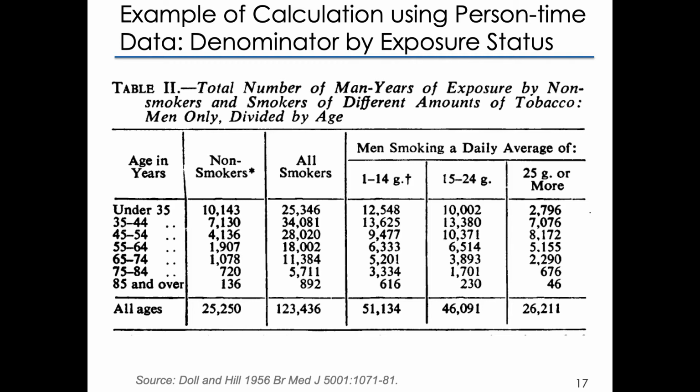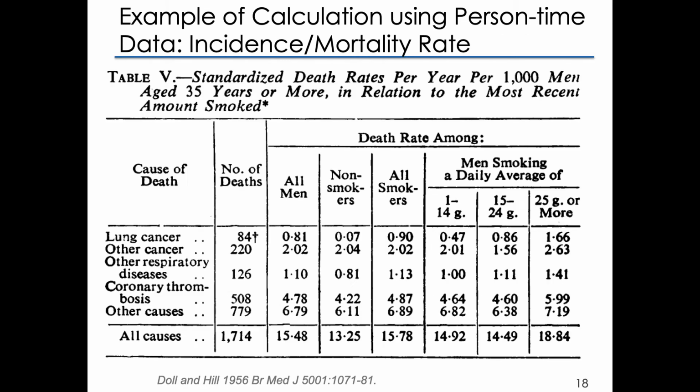And as we talked about, smoking was very prevalent in Britain at the time the study was done, so the total number of person years among non-smokers is only 25,250, and among smokers is over 100,000. And they further break it down by the number of person years according to the amount smoked in this table.